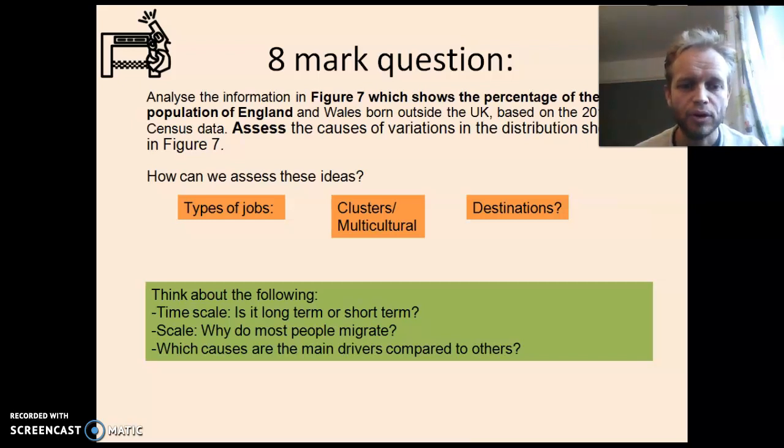Think about, why do most people migrate? What is the biggest cause of it? Is it the destination itself? Is it the type of jobs? Is it to see family or friends? Think about what are the main drivers of that migration compared to others. And those are things that make it more or less significant.